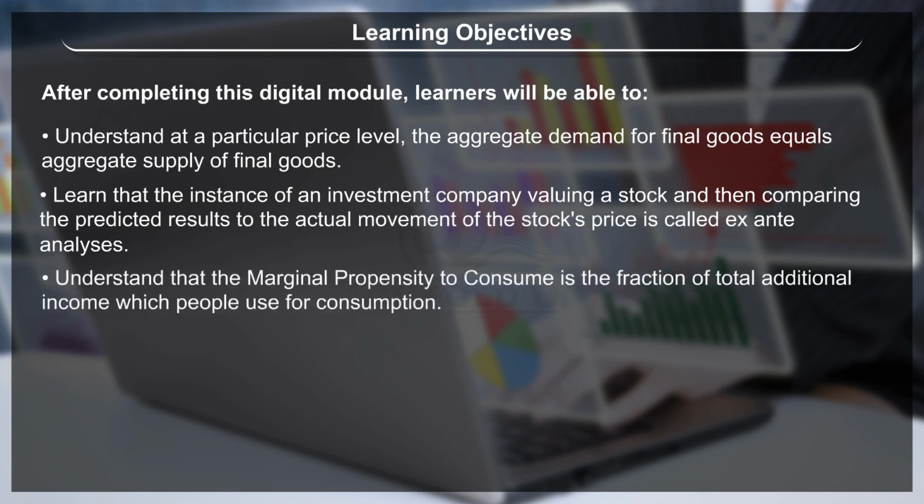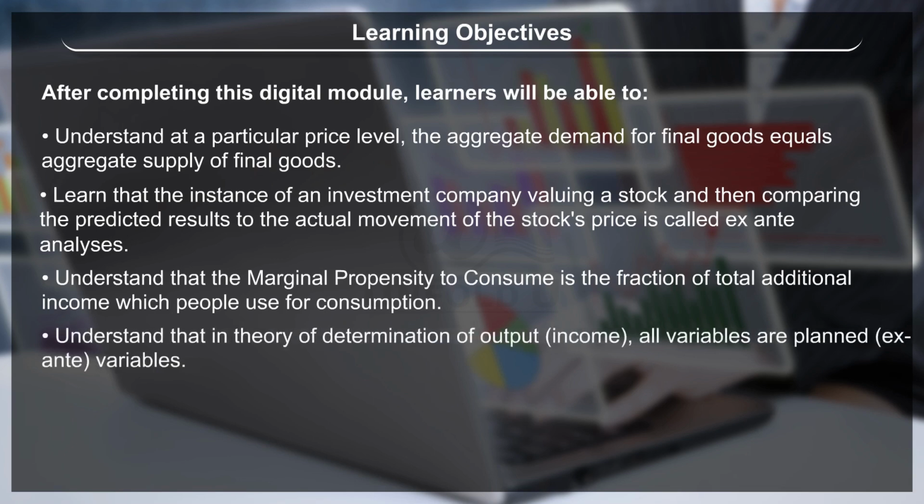Understand that the marginal propensity to consume is the fraction of total additional income which people use for consumption. Understand that in theory of determination of output or income, all variables are planned ex ante variables.